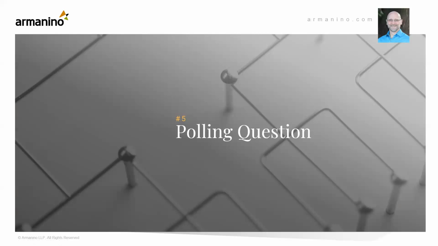Sage Intacct Construction comes with 3 standard dimensions: project, cost code, and cost type. Is that true or false?